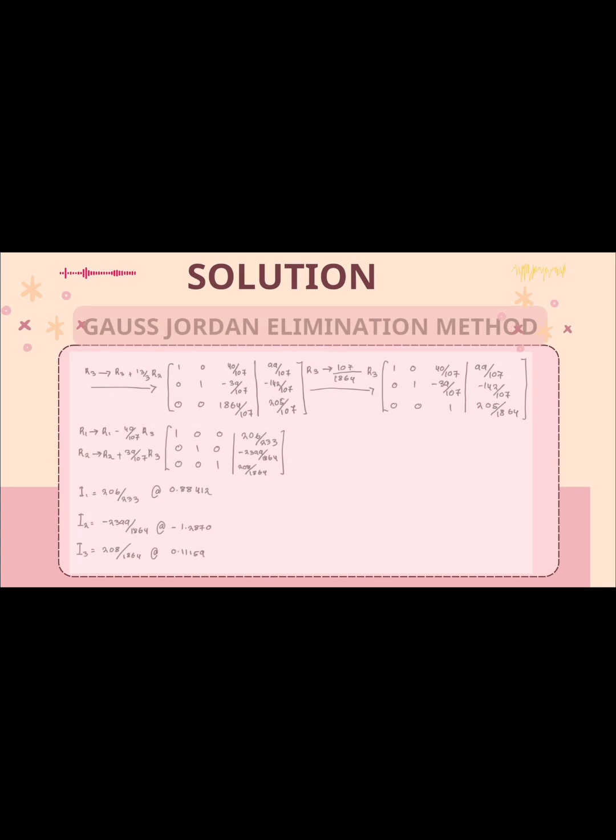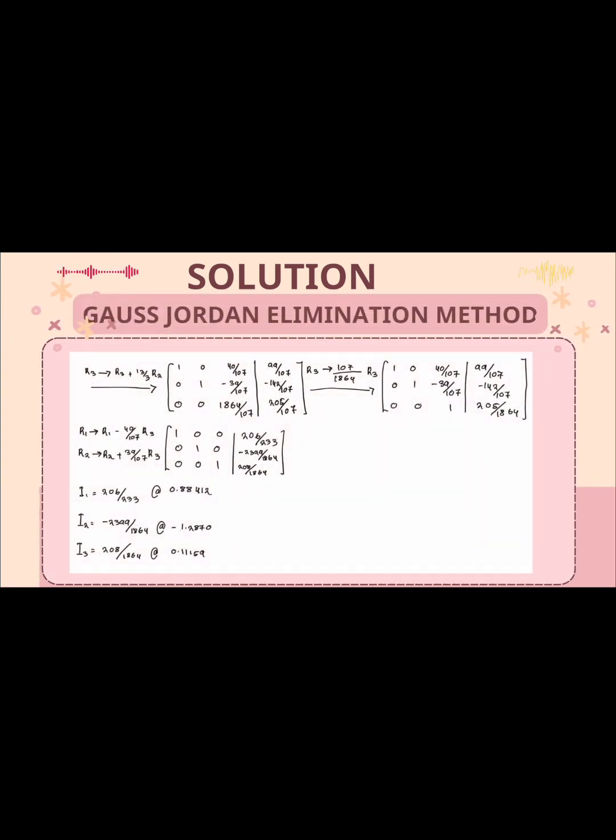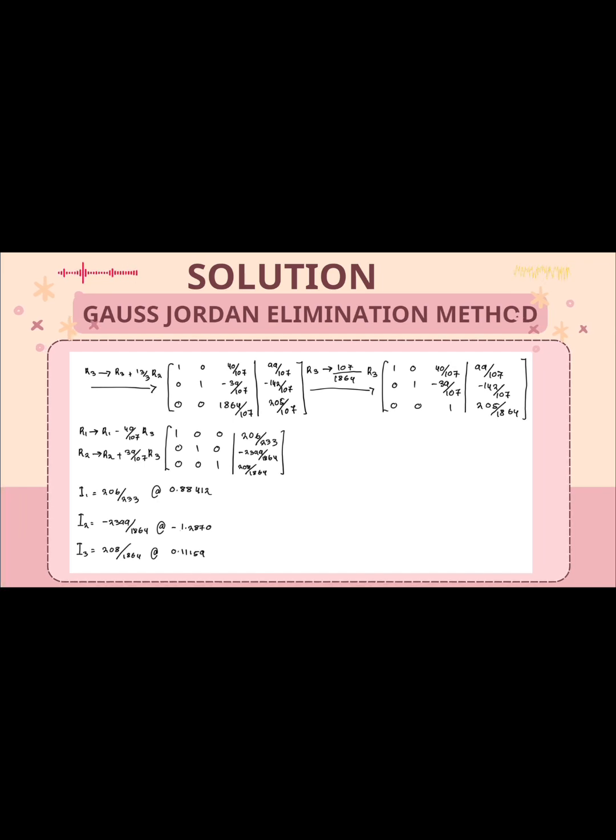We move to the next slide. Next, we add 13 over 3 times the second row to the third row, and then we multiply the third row by 107 over 1864. Lastly, we subtract 40 over 107 times the third row from the first row, and add 39 over 107 times the third row to the second row. Now we have made the matrix into an identity matrix, and now we can know the value of the current flow of the circuit.